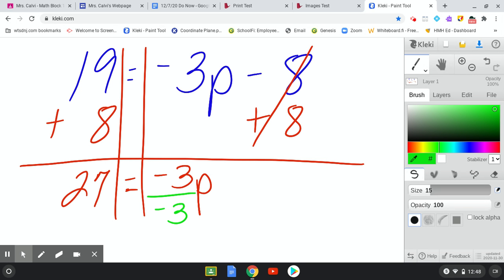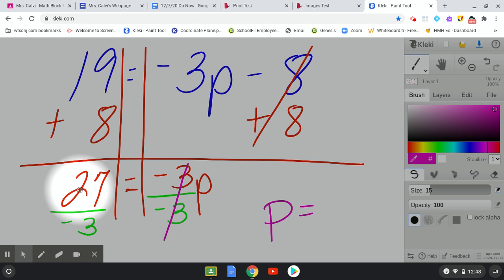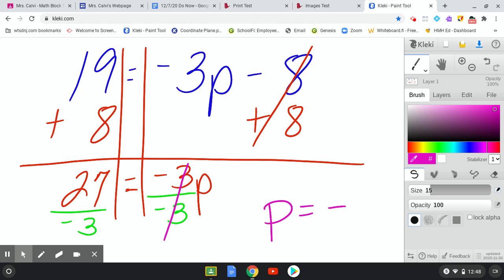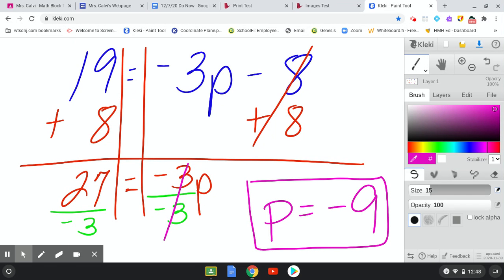Remember, when we multiply and we divide, we need to take the sign with it. So that negative sign has to come with us. All right, so now these negative 3's cancel. I'm left with p is equal to, figure out your sign first. I have a positive divided by a negative. A positive divided by a negative is going to give me a negative for our final answer, and then 27 divided by 3 is 9. So my final answer is p is equal to negative 9.